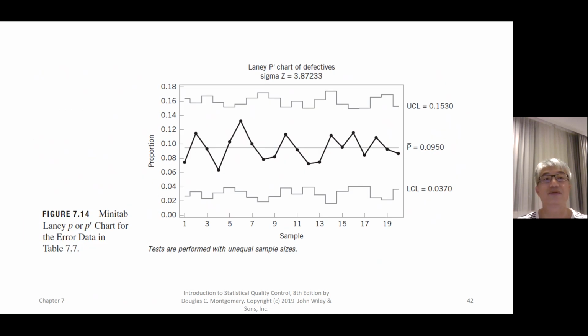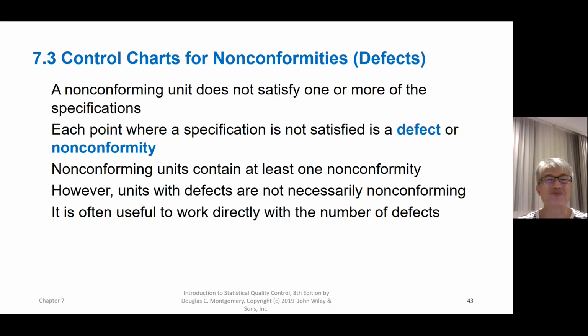Okay, then we move to section 7.3, control charts for non-conformities, the number of defects. A non-conforming unit does not satisfy one or more of the specifications, known as specs. Each point where a specification is not satisfied is considered a defect or non-conformity. So a non-conforming unit contains at least one non-conformity. However, a unit with defects is not necessarily a non-conforming item or non-conforming product.